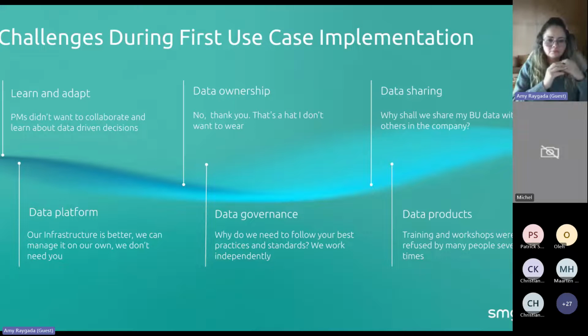For data products, I offered many trainings and workshops that were refused by many people several times. I even was there once ready to give a workshop, and one day before they declined, just because of this mentality. Change is something that we knew would happen, but not to that extent.